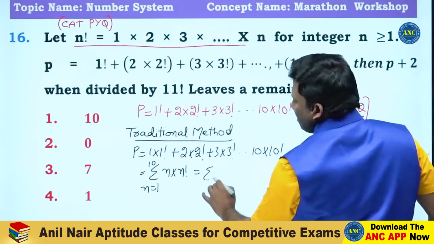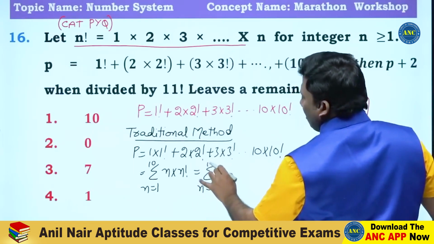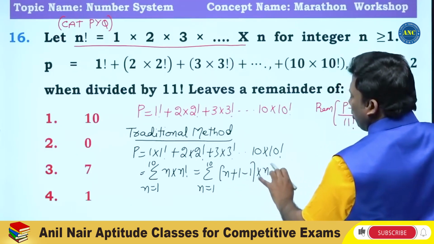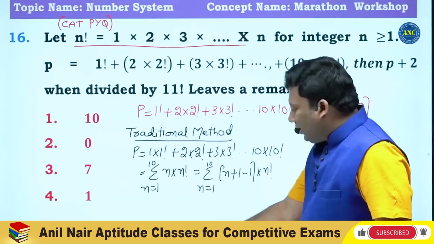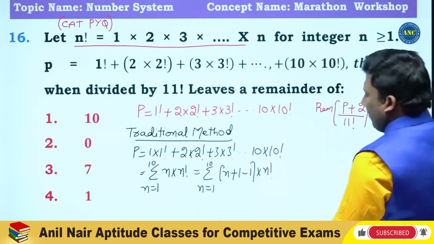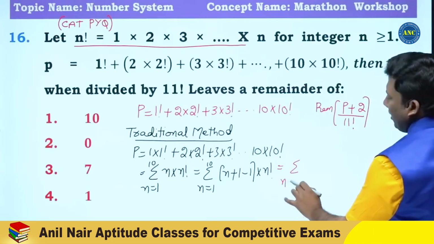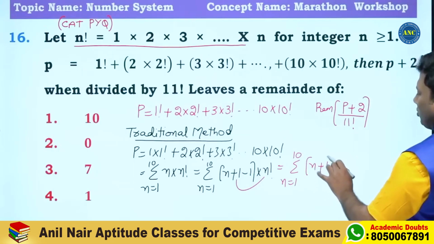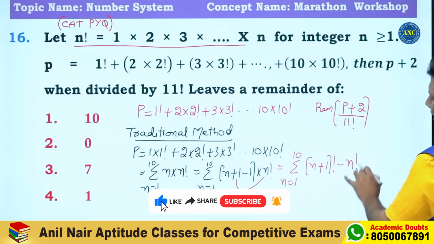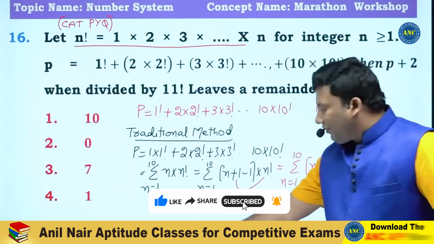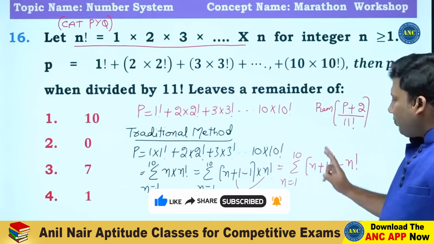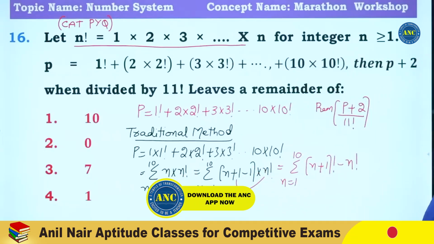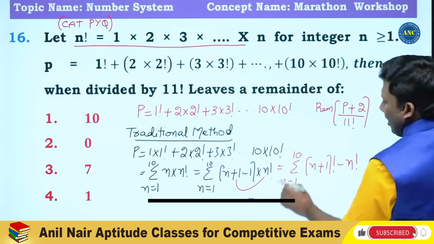So this can be written as summation n equals 1 to 10 of n into n factorial. n can be written as n plus 1 minus 1, into n factorial. Plus 1 minus 1 can get cancelled. Now if you observe, this is equivalent to summation n equals 1 to 10 of (n plus 1) into n factorial, which is (n plus 1) factorial minus n factorial. Now if you observe, this entire expression n into n factorial became (n plus 1) factorial minus n factorial.